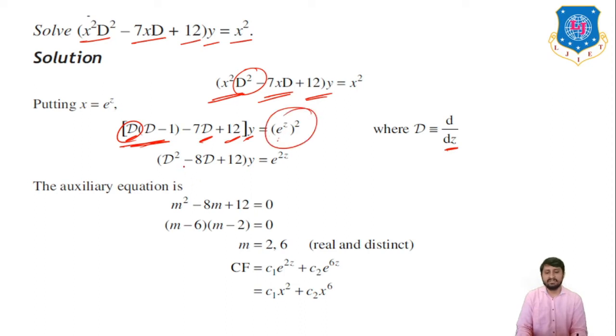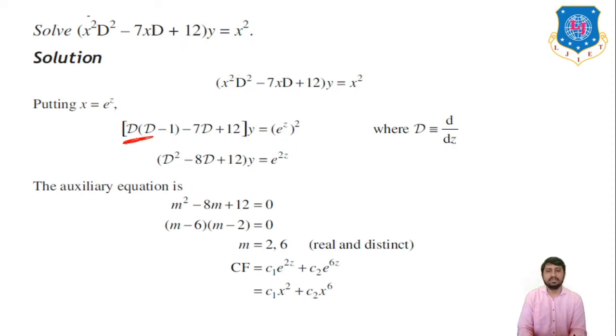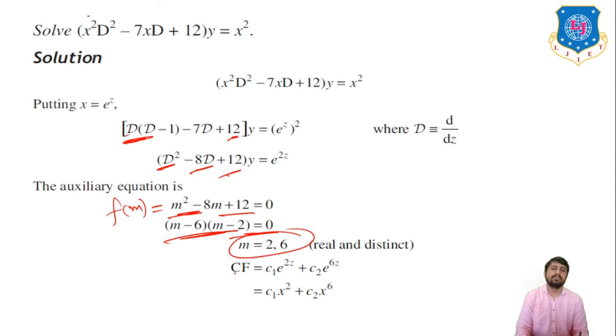So when we calculate this term, you can see D into D, so D² minus D minus 7D, so minus 8D and plus 12. So we write f of m. Our f of m is m². Instead of D, we just write m as usual. So m² minus 8m plus 12 is equal to 0. So (m minus 6)(m minus 2) equal to 0. So m is equal to 2, 6, real and distinct roots.